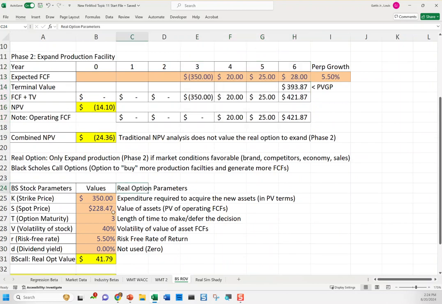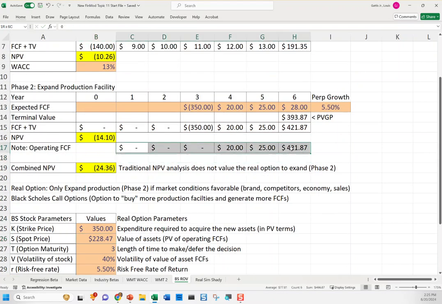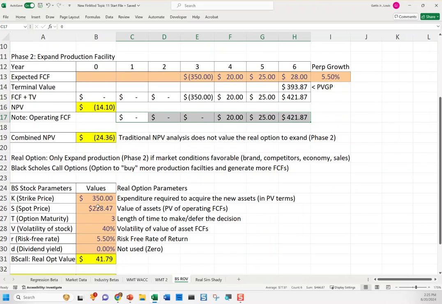Here's how I'm going to value that. I'm going to value that second option to expand the business as a call option. It's an option to buy another facility at $350. So I'm going to value it using BS call. That's my call function in Excel and my VBA program. This call option is the right to buy a facility for $350. That's my strike price. What's the value of that facility? Well, it's the present value of these cash flows, this 20, 25, 28, and 393. So I took the present value of those cash flows, discounted back to today. That is 228.